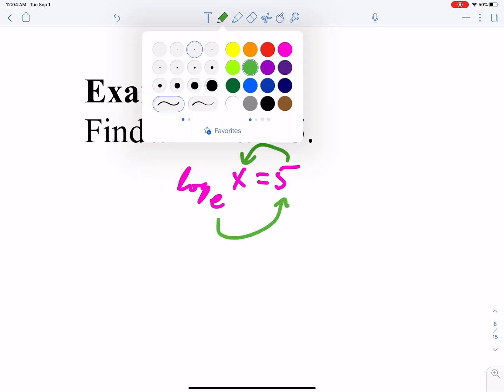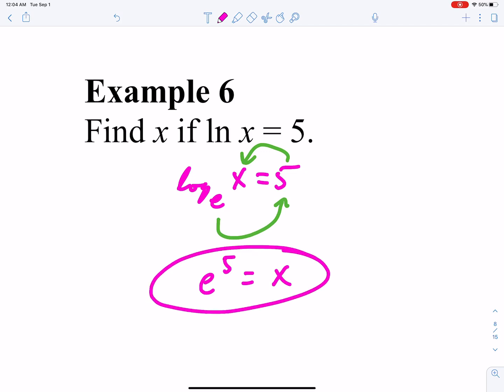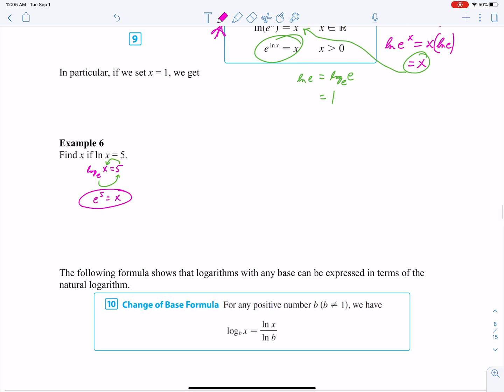In other words, convert from logarithmic to exponential. So e to the 5th equals x. And there we go. We isolated x. All right. Fun stuff.